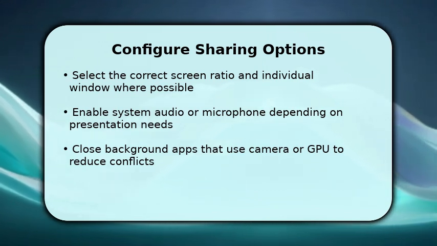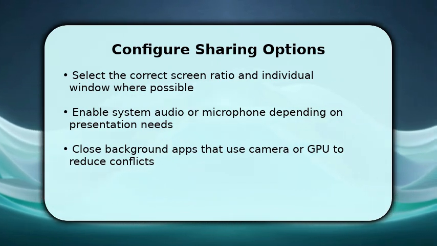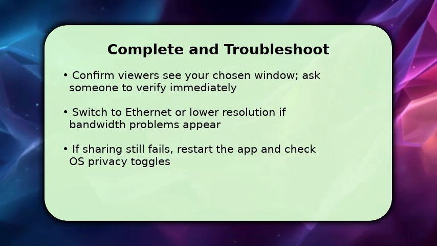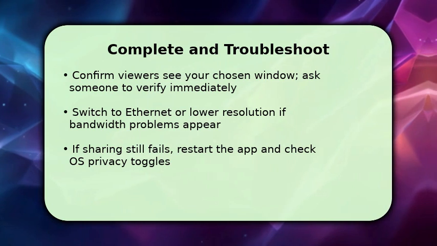You finish by confirming visuals with a quick attendee check, because real-time feedback catches problems fast. If playback is choppy, reduce sharing resolution or plug into Ethernet to stabilize bandwidth and latency.